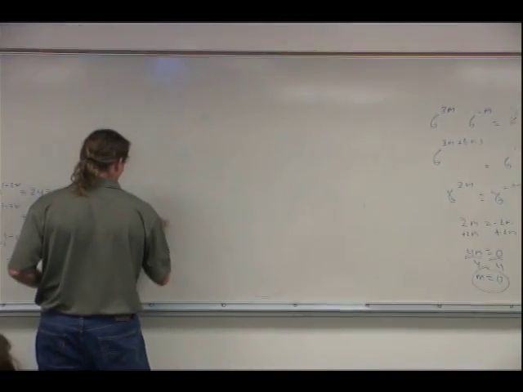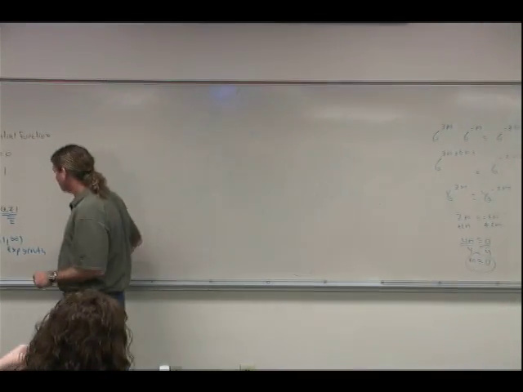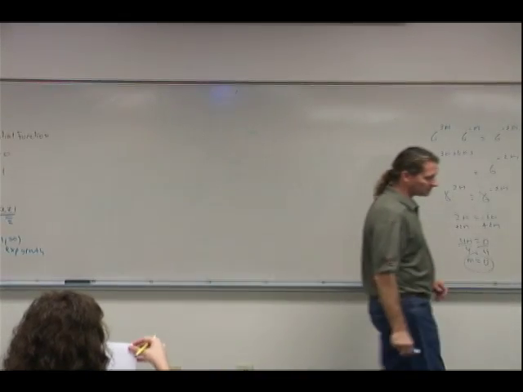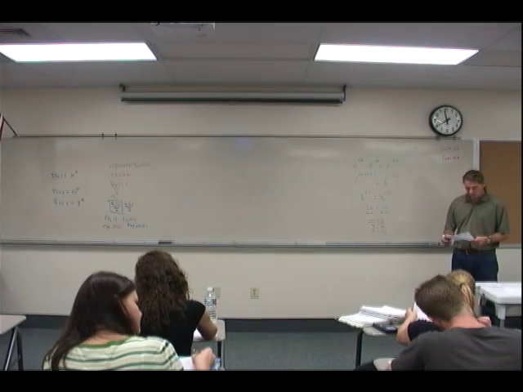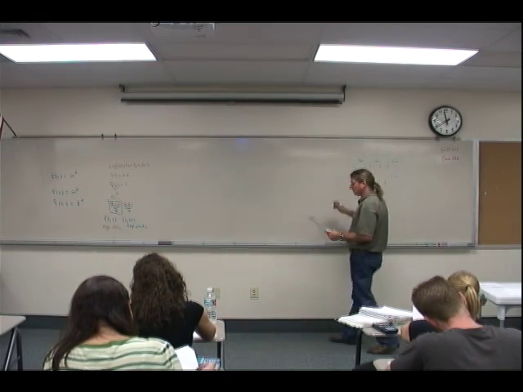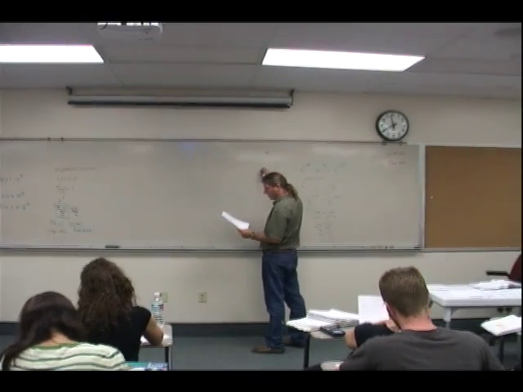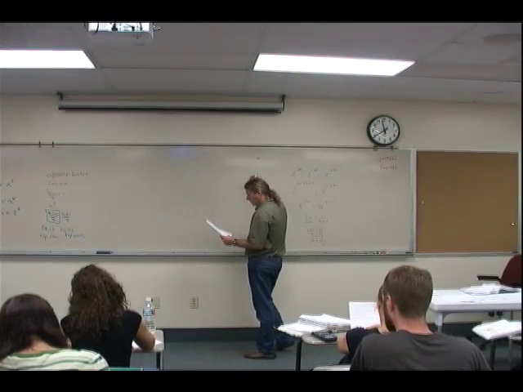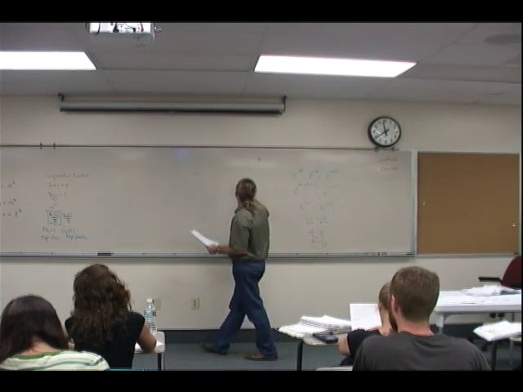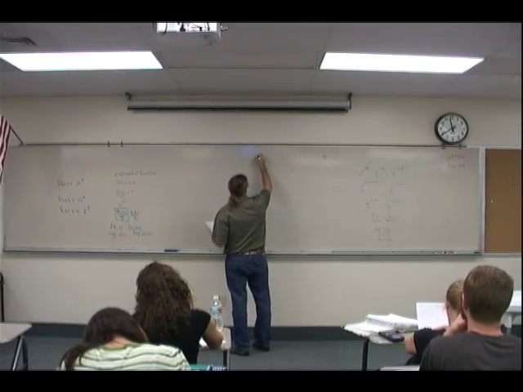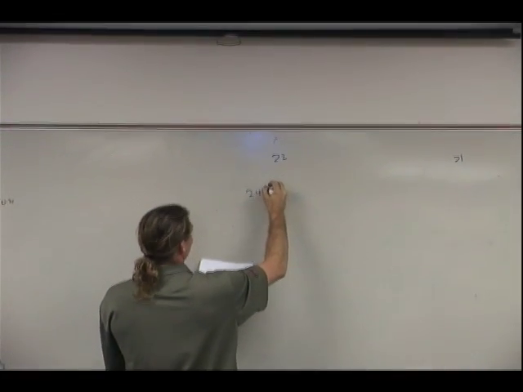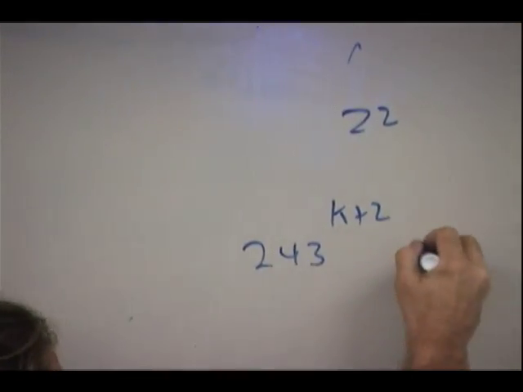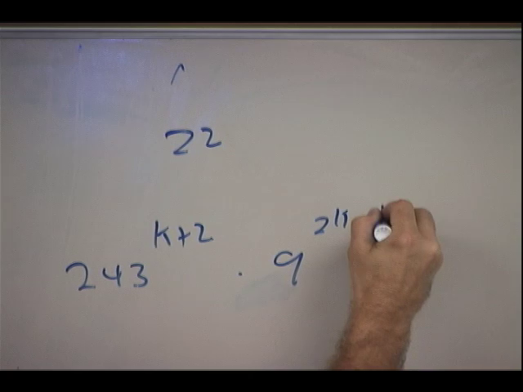Maybe we should turn the page and try one of the other types. Anybody have a preference? 21? Okay, we're going to do 21. I want to start though by doing number 22. Maybe that'll help you with 21. We'll do 22 and then 21. 22 says 243 to the k plus 2 times 9 to the 2k minus 1 is equal to 9.